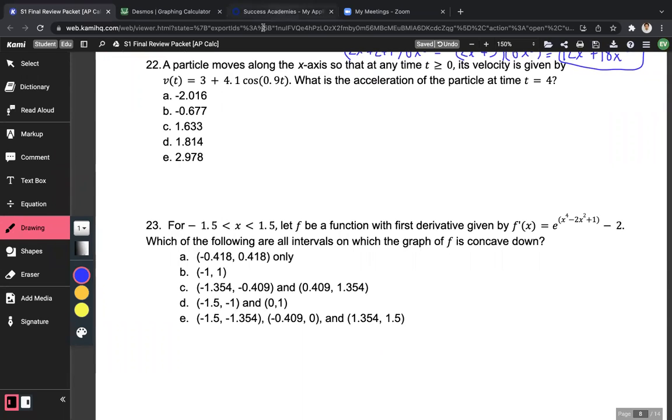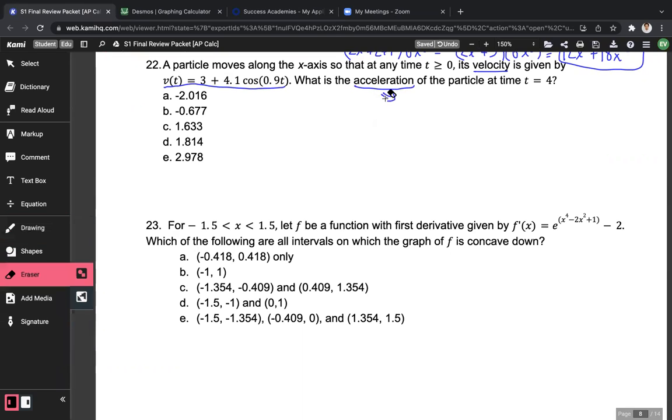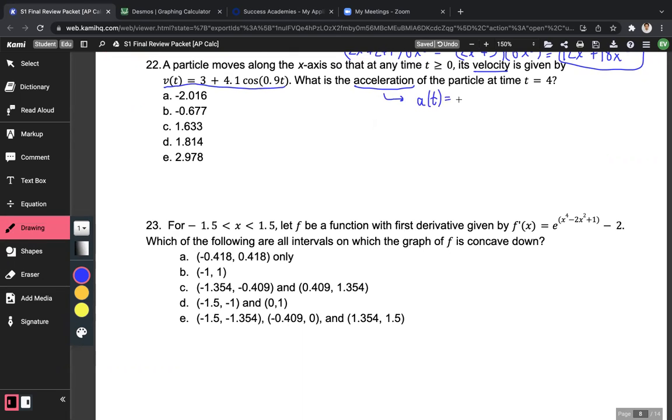22, particle motion. Here's my position. Actually, my velocity. Velocity is given by v of t. What is its acceleration? Annotation that I would want to see from all of you is that acceleration, we know that a of t is just equal to the derivative of v of t, right? V prime of t equals a of t. The derivative of velocity is your acceleration. And we want to find what? We want to find the acceleration of the particle at time t equals 4. A of 4 equals what? That's what we're looking for. Love to see that kind of annotation, your unknown, important part of our math plan of attack.